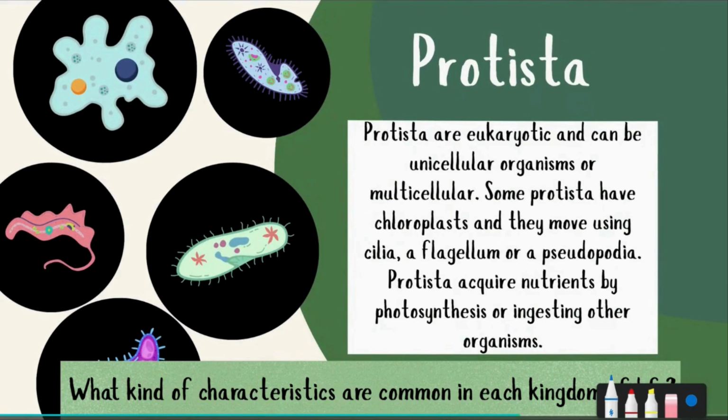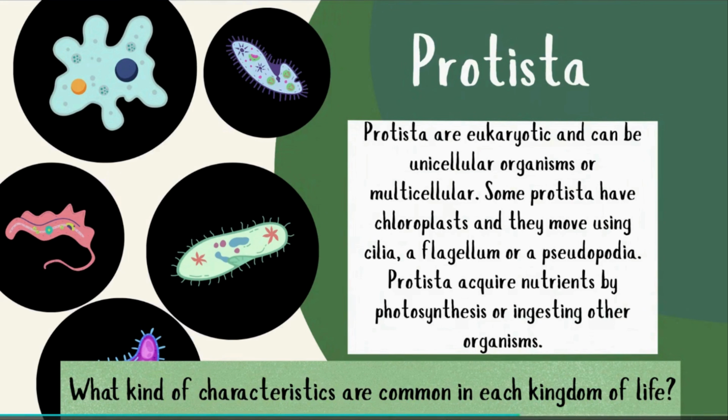Now let's get into our domain eukarya. The first one we're going to talk about is kingdom Protista. These are eukaryotic. They can be unicellular or multicellular. Some Protista have chloroplast. Chloroplast is what is needed to give plants their color, or the chlorophyll inside it is what gives them their color.